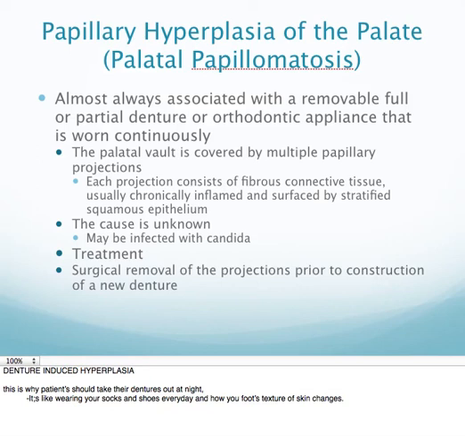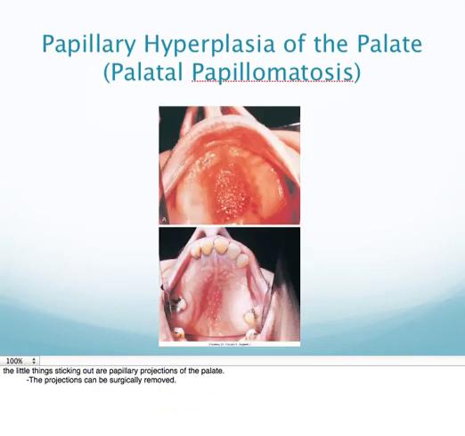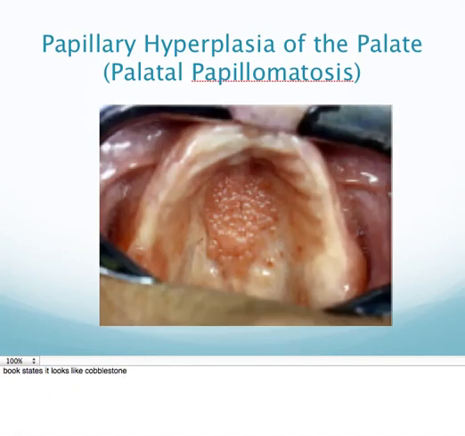This is why patients should take their dentures out at night, because it's like wearing your socks and your shoes every day. Your skin will ultimately change on your feet. Also, your palate will also change. So here's a picture of it. You can see the little projections sticking out. So again, just think of it this way. You got two denture lesions that we're talking about. The one that has to do with projections starts with the P. Has lots of P's in the name. Papillary hyperplasia of the palate, or palatal papillomatosis. And there it is again. It kind of looks like cobblestone, as it was stated in the book.